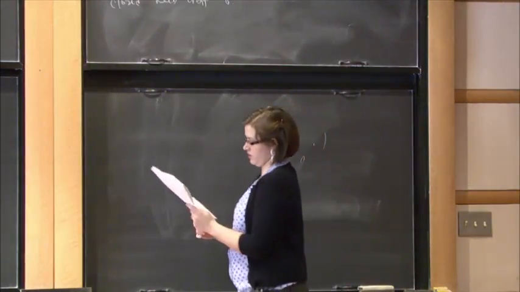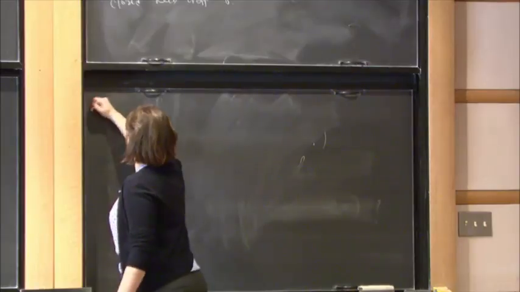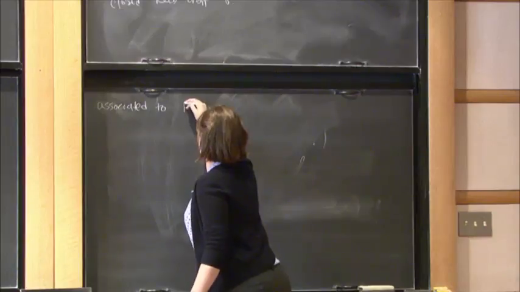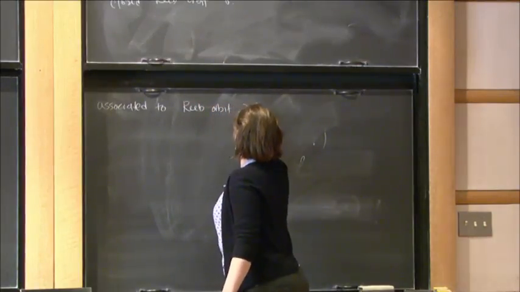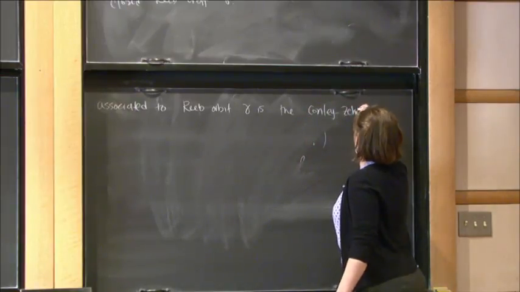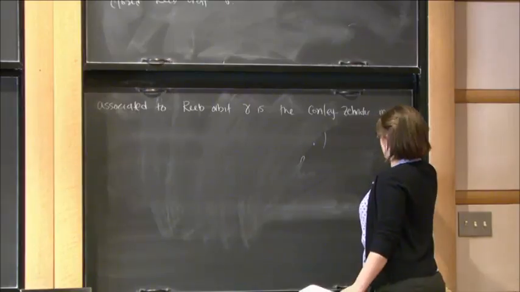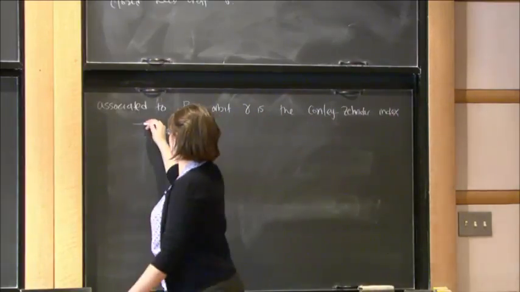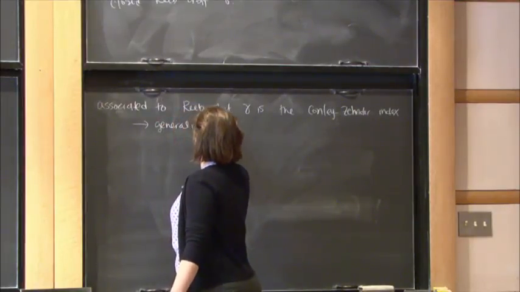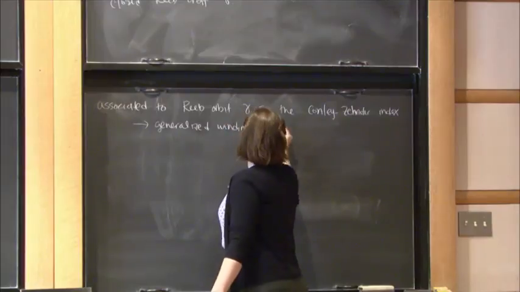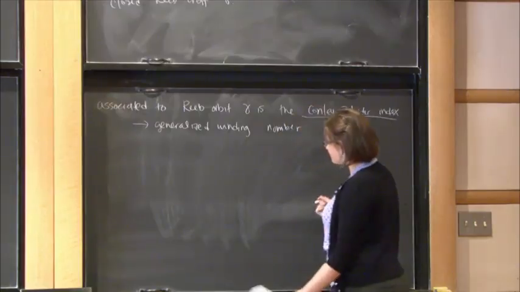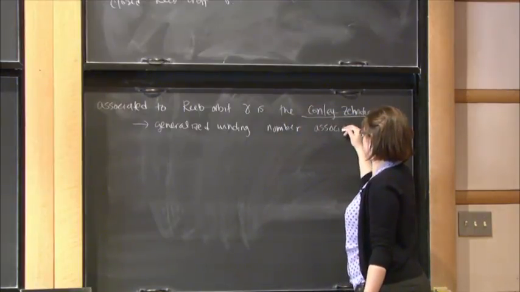And then associated to a Reeb orbit is something called the Conley-Zehnder index. If you've never seen the Conley-Zehnder index before, I'm not really going to have time to define this, but this is basically a generalized winding number associated to paths of symplectic matrices.